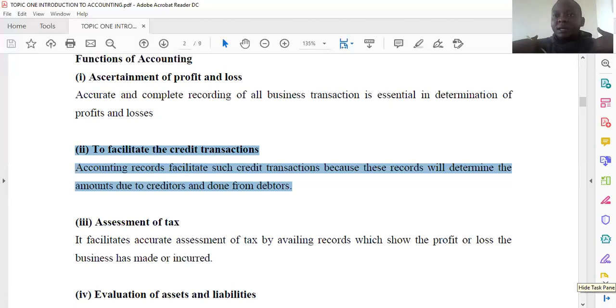We can extend credit to this business because it has sufficient assets to pay its current credits or debts. So accounting will serve this purpose very well. It will help the bank or the lender to determine the credit position of the business so as to be able to extend credit to this business.